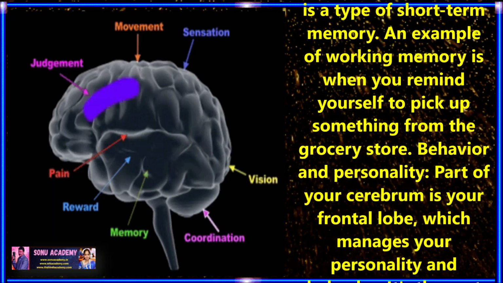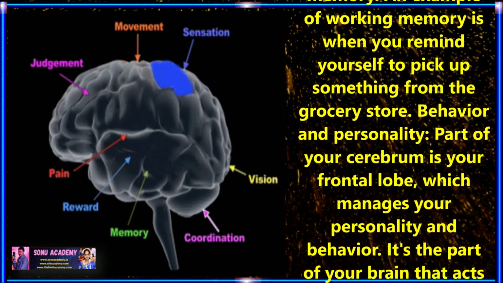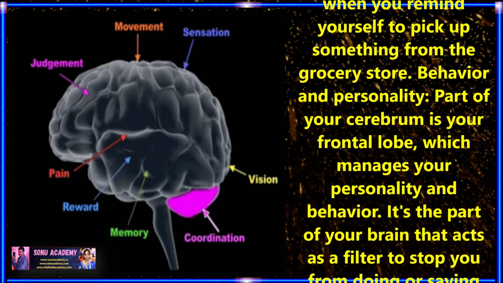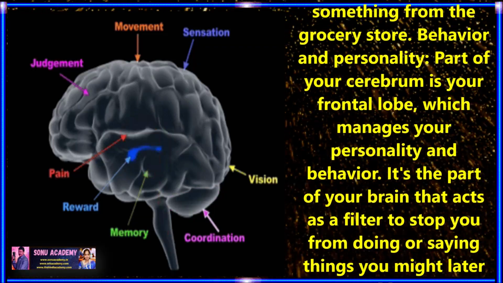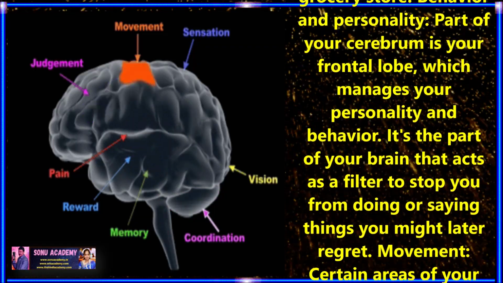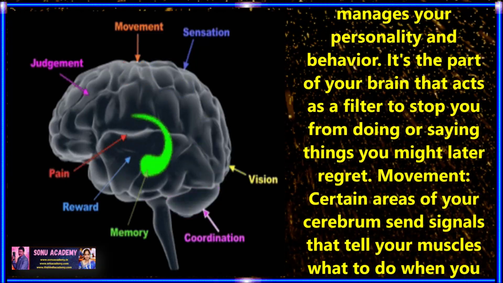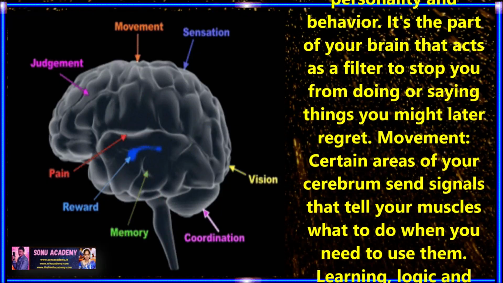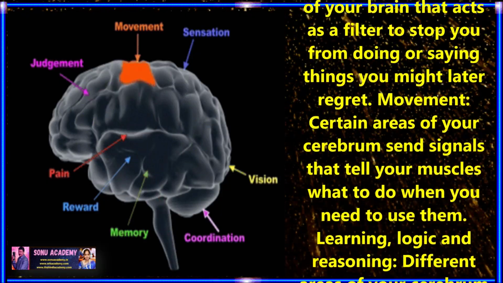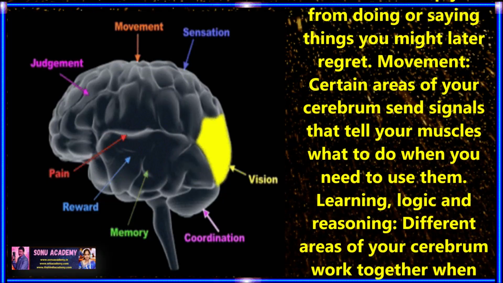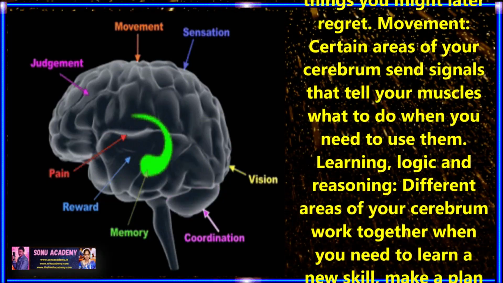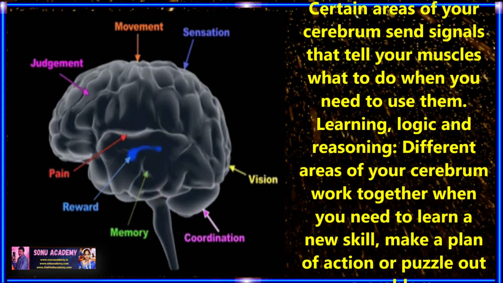Behavior and personality. The part of your cerebrum that is your frontal lobe manages your personality and behavior. It's the part of your brain that acts as a filter to stop you from doing or saying things you may later regret. Movement. Certain areas of your cerebrum send signals that tell your muscles what to do when you need to use them.